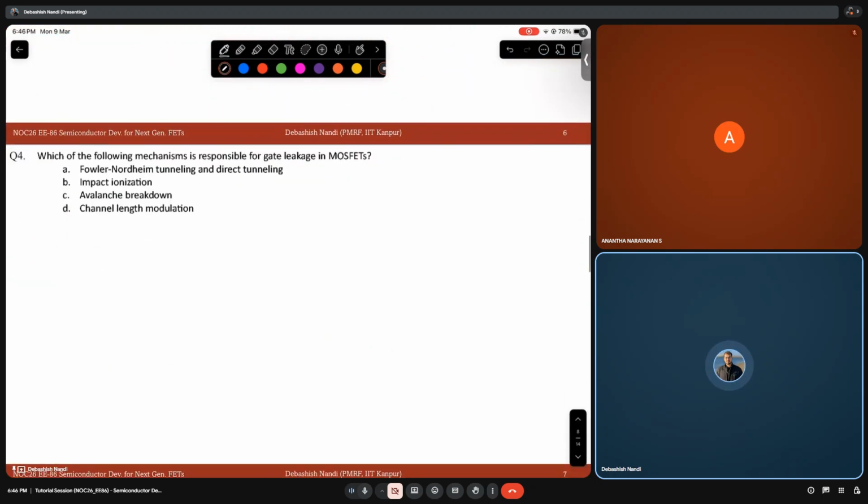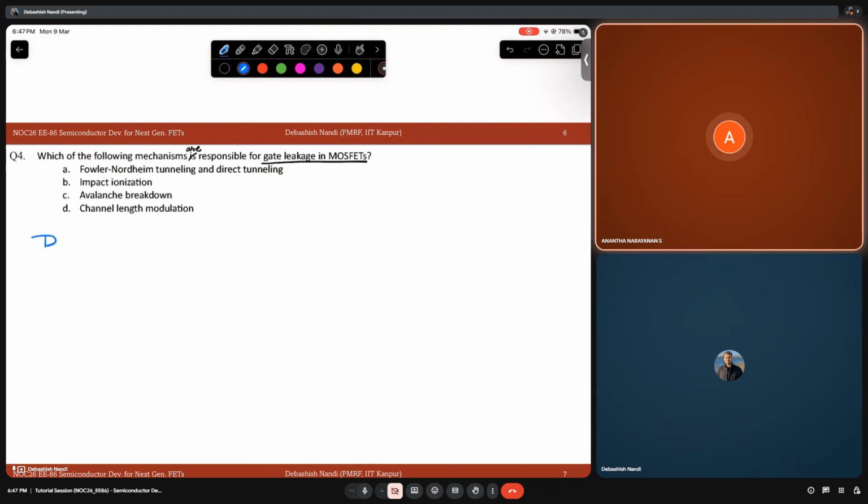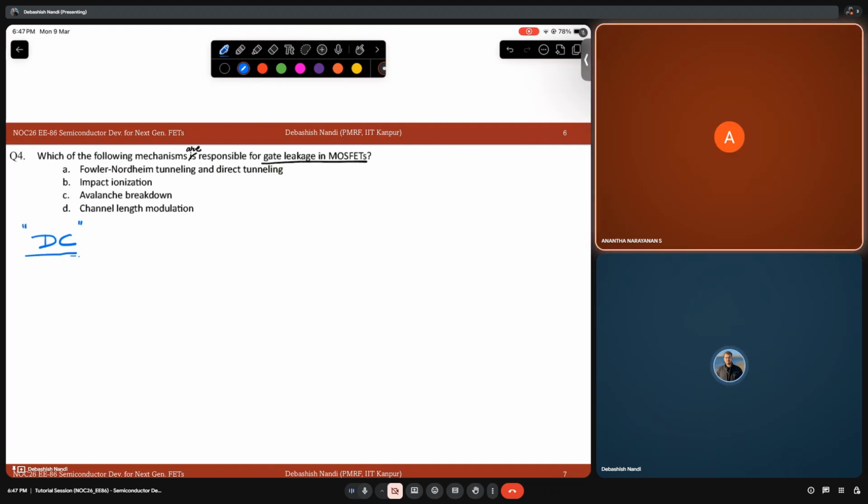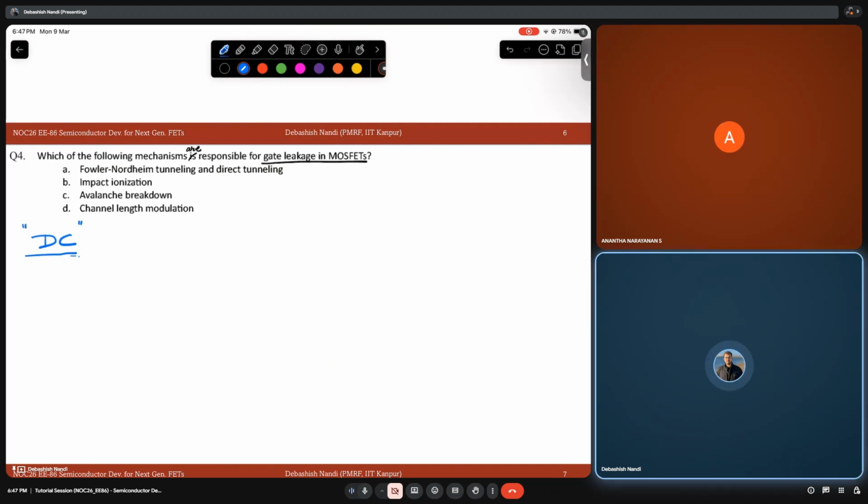Which of the following mechanisms are responsible for gate leakage in MOSFETs? What is gate leakage? So that means some amount of current flows through the gate, right, sir? When it should not actually. We are concerned about DC, right? In AC, anyway, current will flow because it is a capacitor. C dV by dt current will flow.